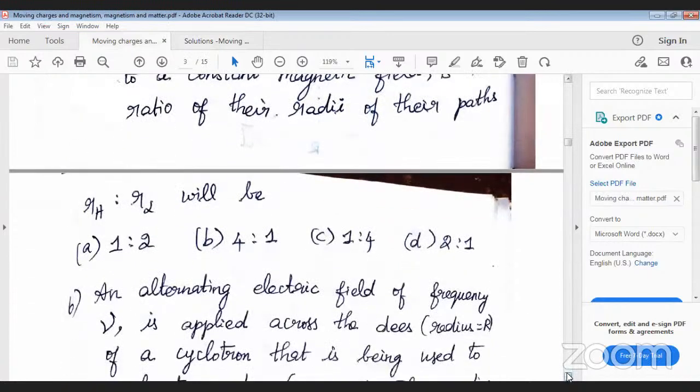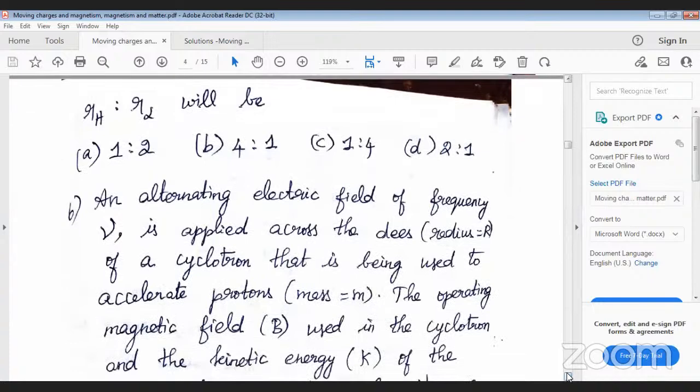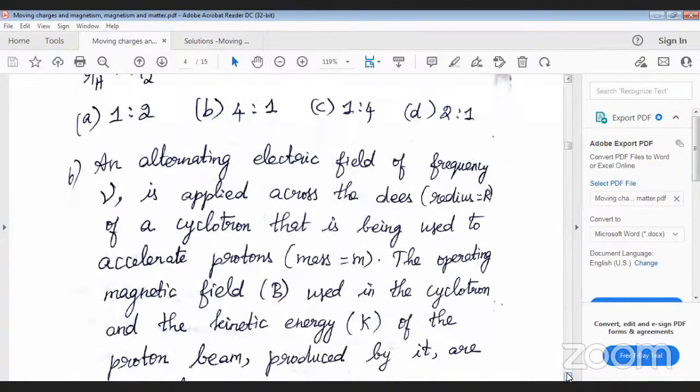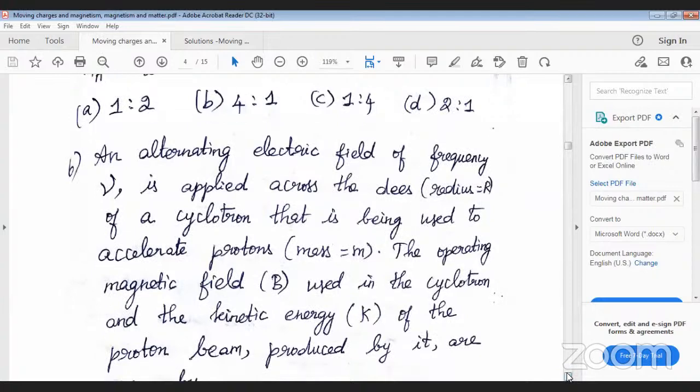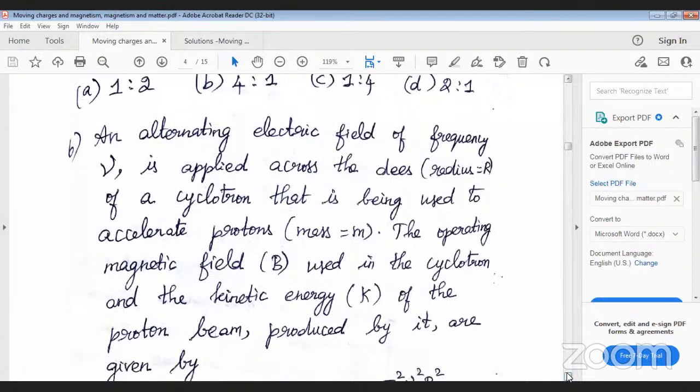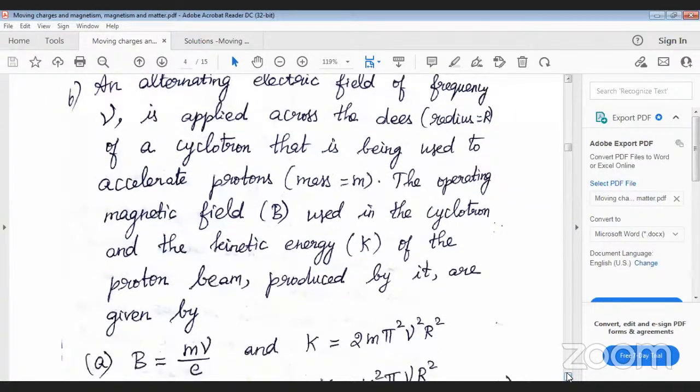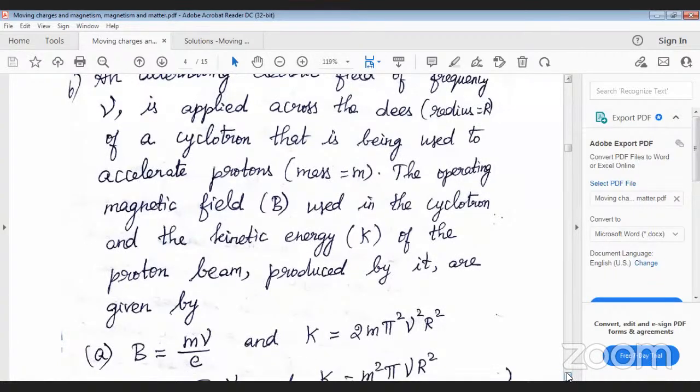And then the next question is: an alternating electric field of frequency nu is applied across the dees of radius R of a cyclotron that is being used to accelerate protons. Protons are having mass m. The operating magnetic field B used in the cyclotron and the kinetic energy K of the proton being produced by it are given by.